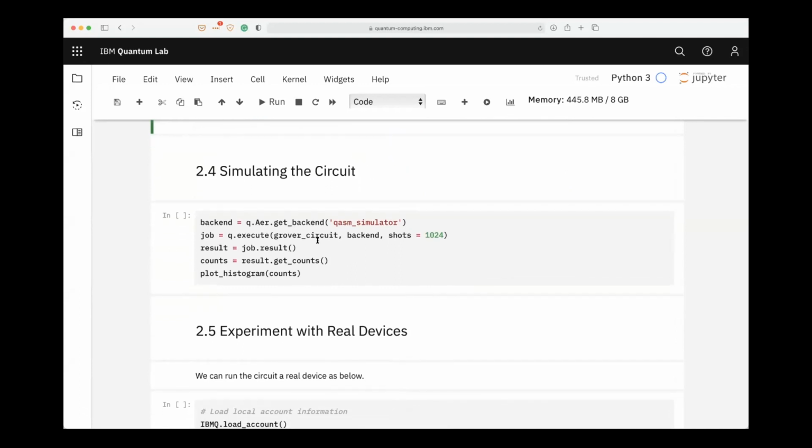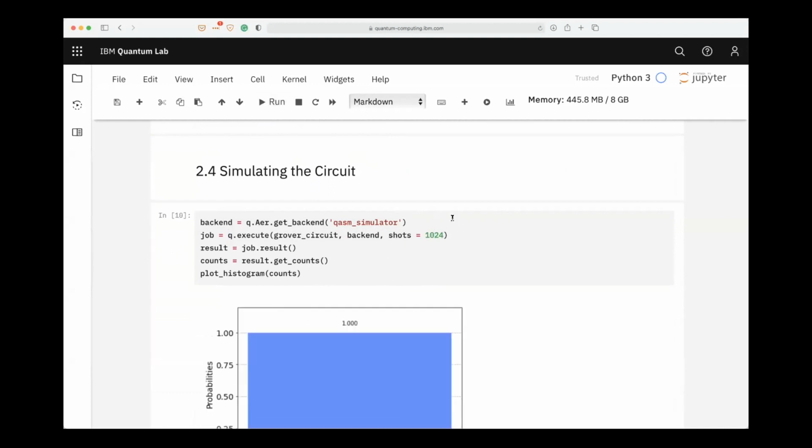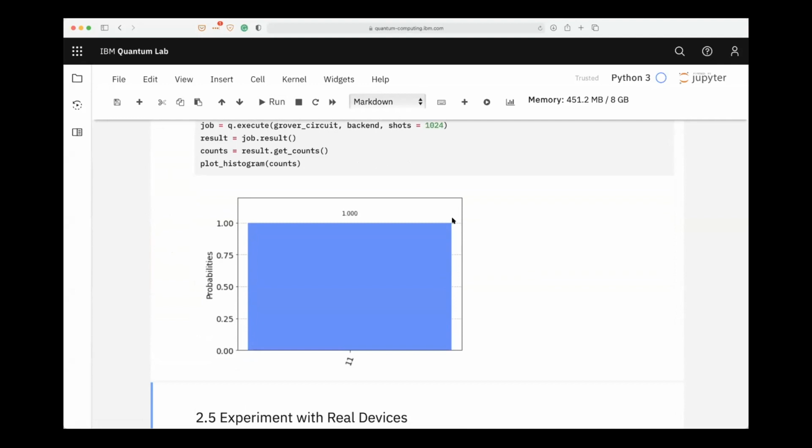So the final little bit I'll do is just to simulate it and confirm that this works. As usual, we'll use Aer.get_backend to get the QASM simulator. We'll execute 1,024 times so we get some nice results, and then we will plot a histogram of this. So I'll go ahead and run that. And as expected, we get 1, 1, which points to the 4th position 100% of the time.